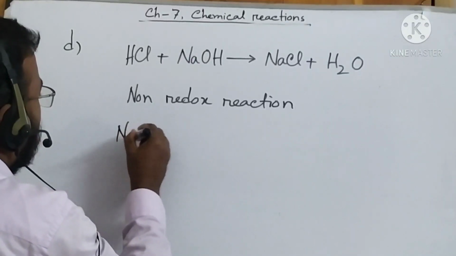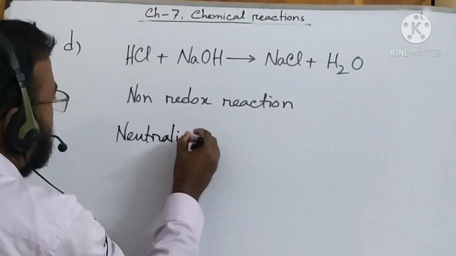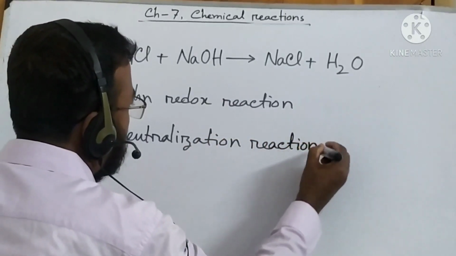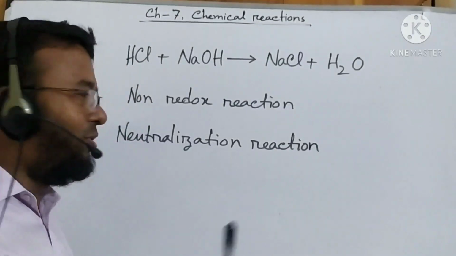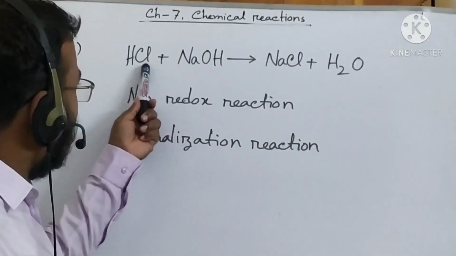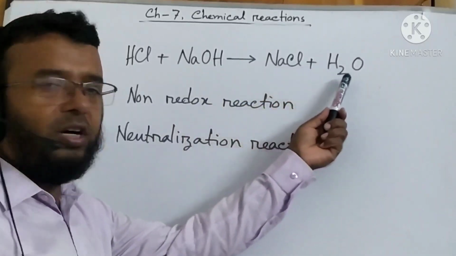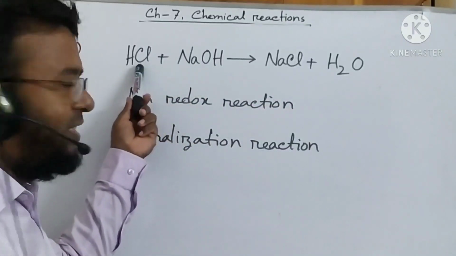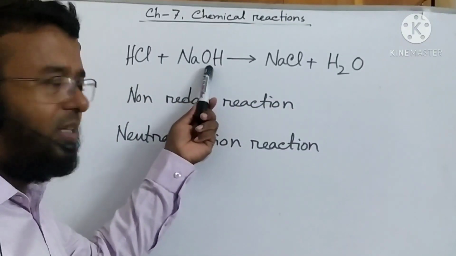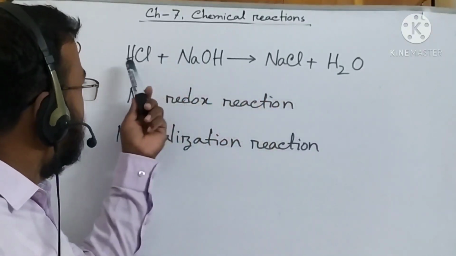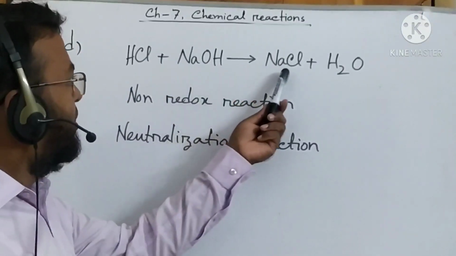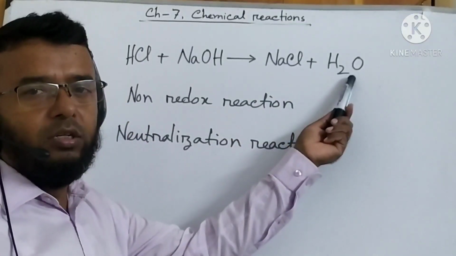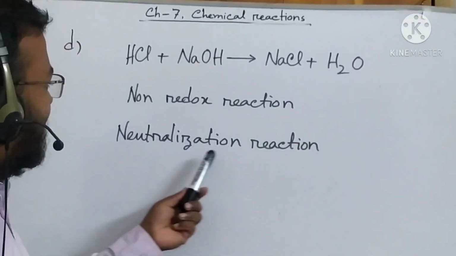Again it is a neutralization reaction. Everybody knows why it is a neutralization reaction, because here acid and base react together to produce salt and water. So this type of reaction is called neutralization reaction. Here hydrochloric acid is an acid, and sodium hydroxide is a base. These two react together to produce salt and water. Sodium chloride is a salt and there is water. So this type of reaction is a neutralization reaction.